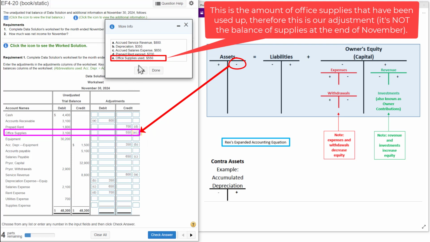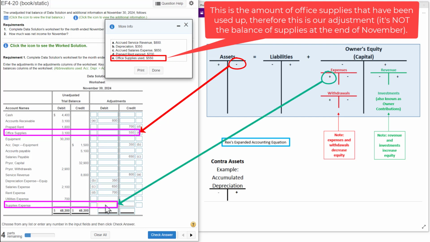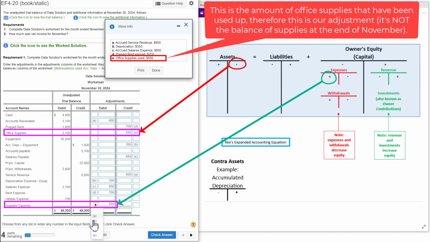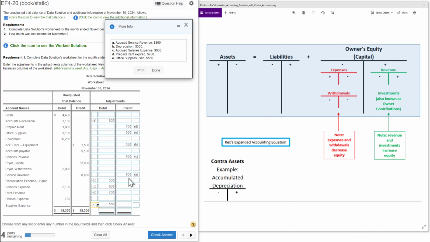And then we need to increase the expense account. That shows that we have used supplies, and that's supplies expense, $550, adjustment E. So now I'm going to double check this. Everything looks good. I have a debit and a credit for each one of them, and I've got all my letters in there, identifying them in case we ever have to come back to this and troubleshoot it.